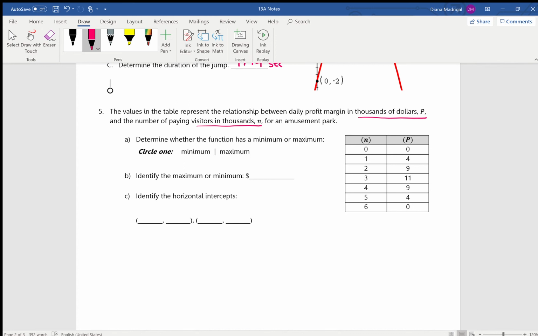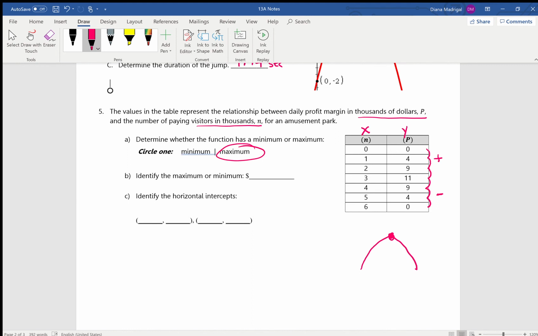All right. Number 5a, it says determine whether the function has a minimum or maximum. Okay, we're just going to be looking at the numbers on my y. And you should know that a table is going to give you your x on the left and your y on the right. So on the values of y, I notice it starts from 0, then it goes up to 4, then it goes up to 9, it reaches 11, and then what happens? It goes back to 9, 4, 3. So it increases and then decreases. So let's try to look at that in the graph. Increases, then decreases. So then that means we're going to have a maximum.